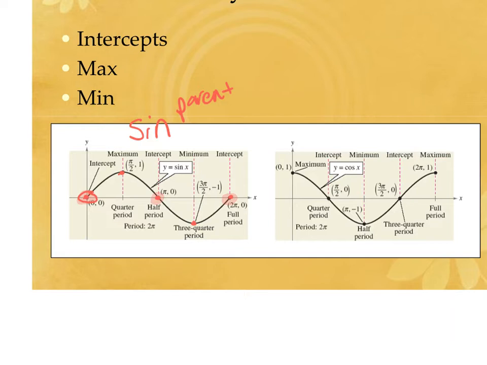And the amplitude here for the parent function is always 1. The highest it goes is positive 1, and the lowest it goes is negative 1. So our amplitude, if they ask for it, would be 1.